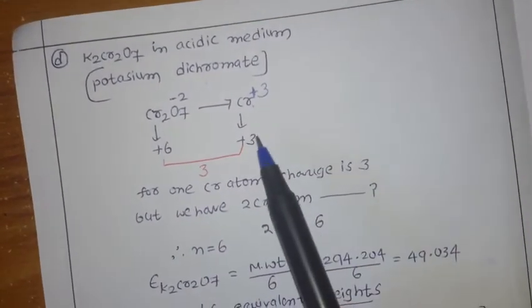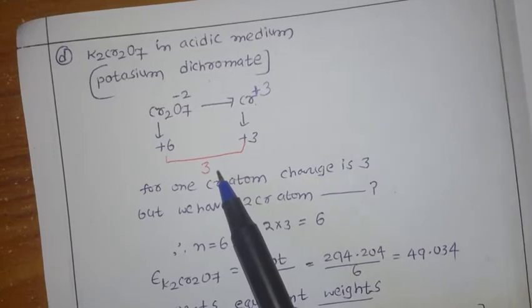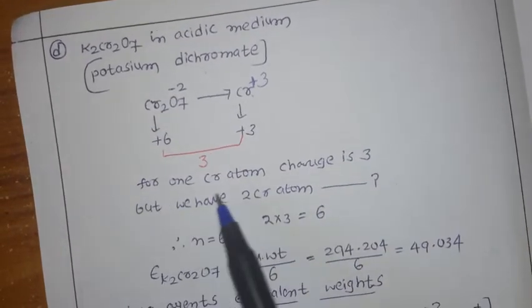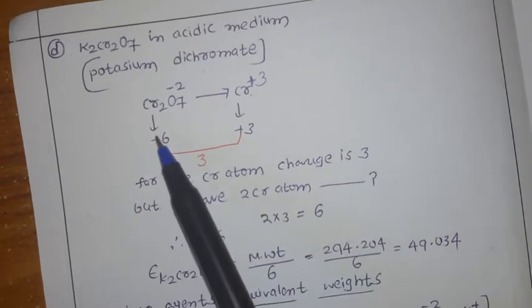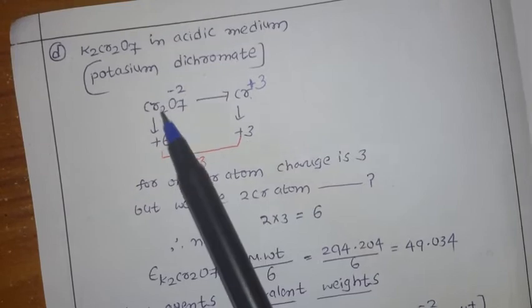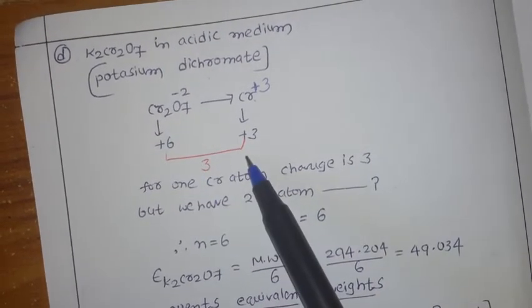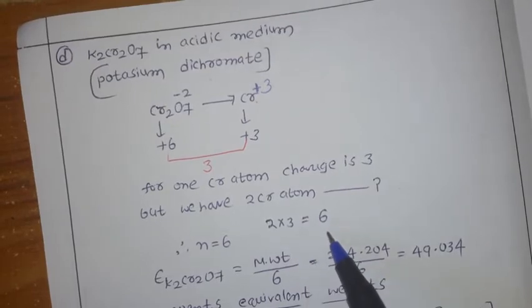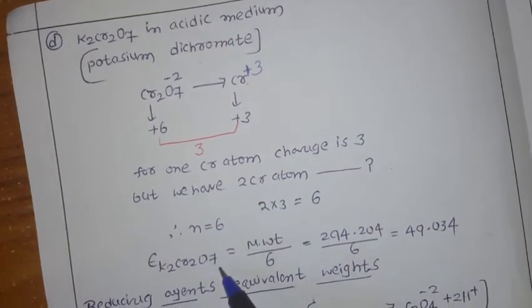So now the oxidation number here, how much? +3. Now how much is the difference here? We have 3. Here one important point is what? For one chromium, the change is 3. Already we discussed oxidation number; we calculate it for what? For one atom. But here we have 2 chromium atoms. For 2 chromium atoms, how much change are we going to get? 6. So the n value here is 6.